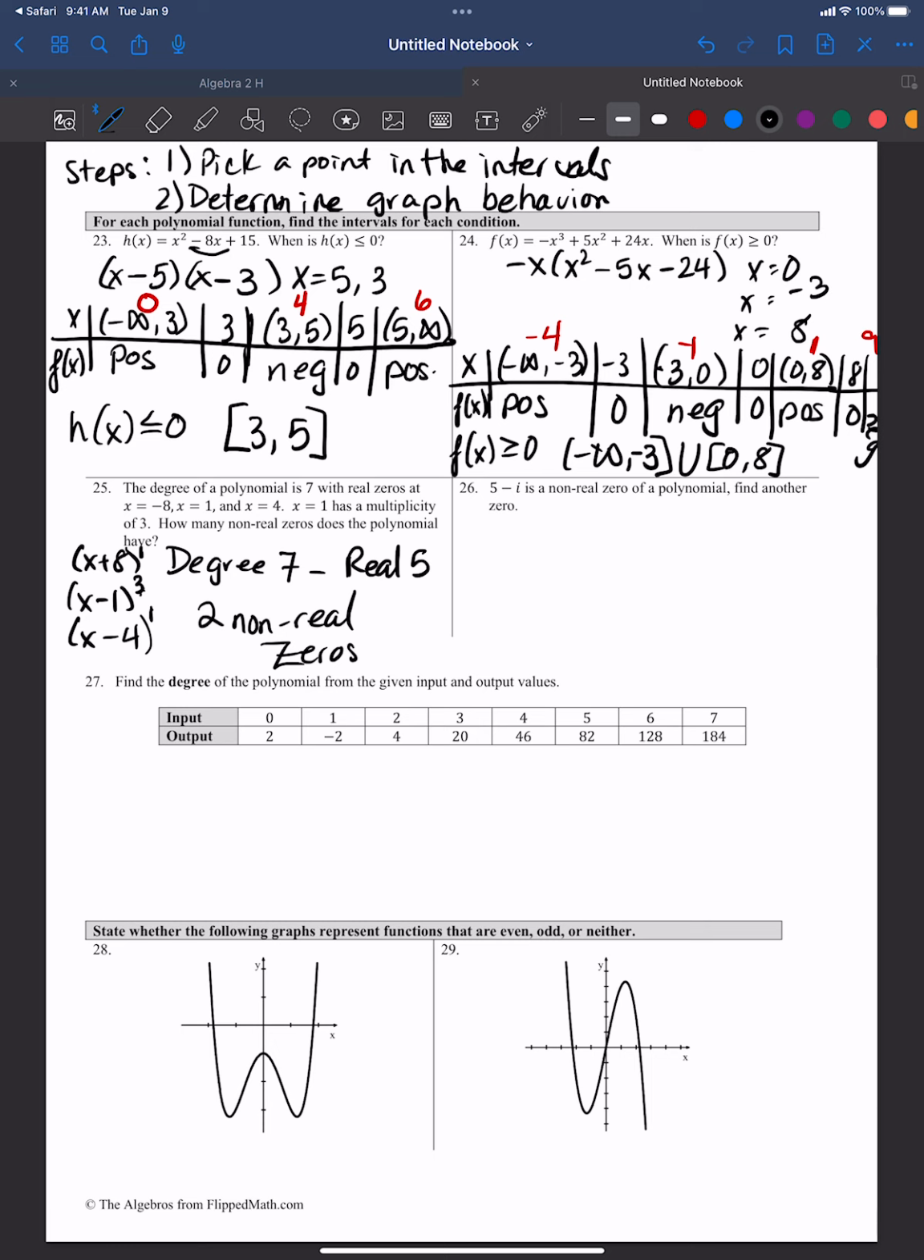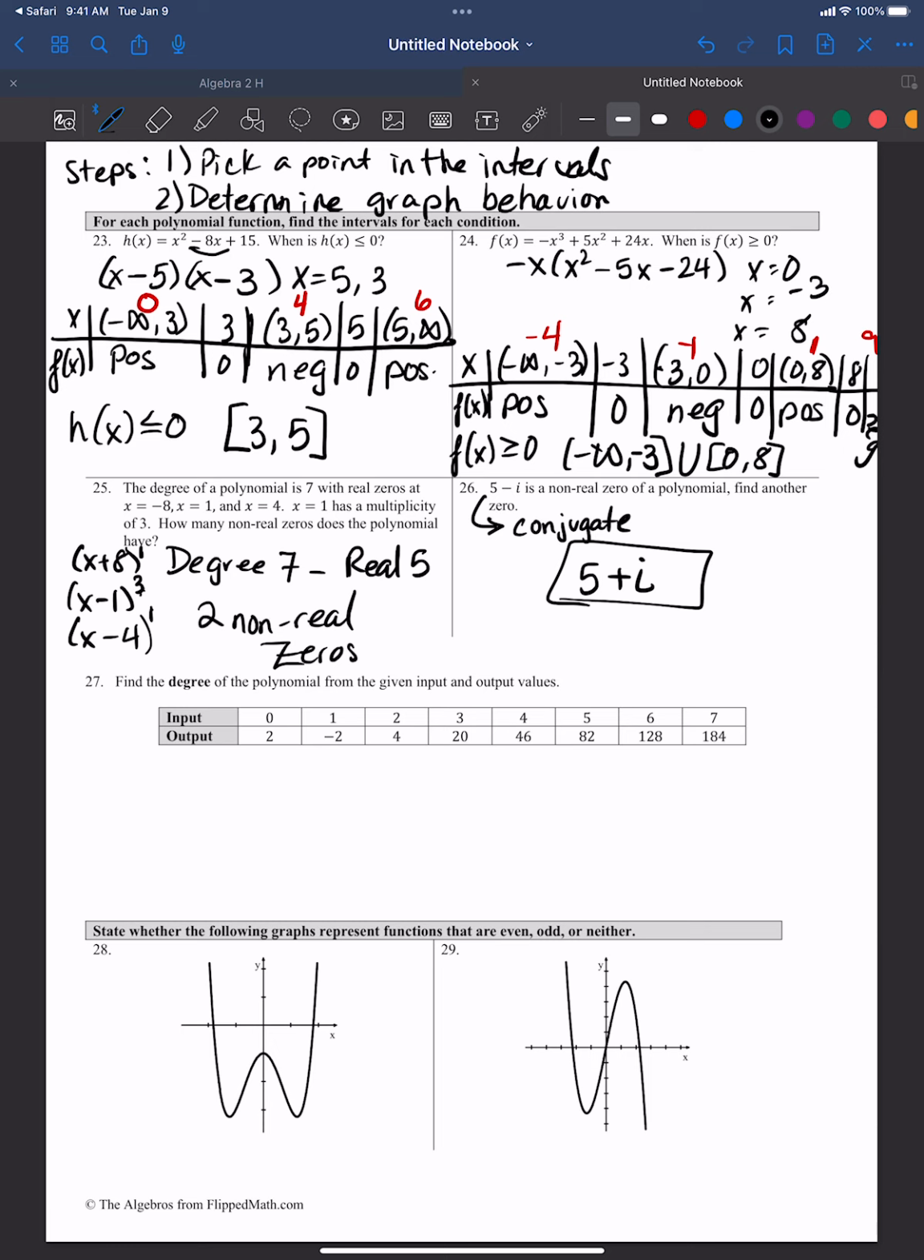Okay? And then question 26, 5 minus i is a non-real zero of a polynomial. Find another zero. So this is a very easy question as long as you remember that every complex number has a conjugate and they have to be included. So if you have 5 minus i, you are going to have 5 plus i as another zero.